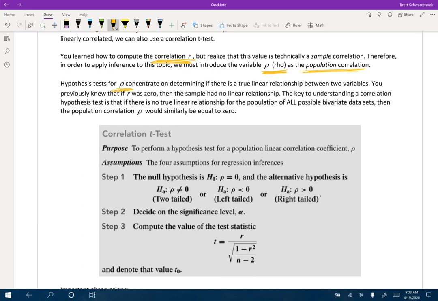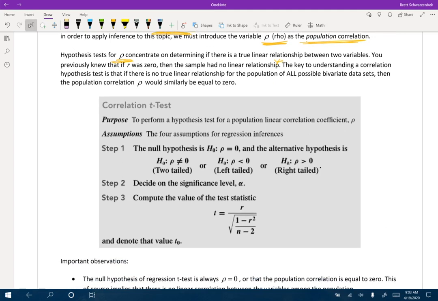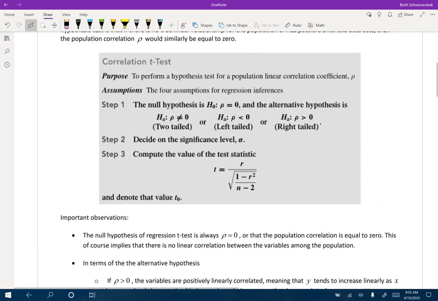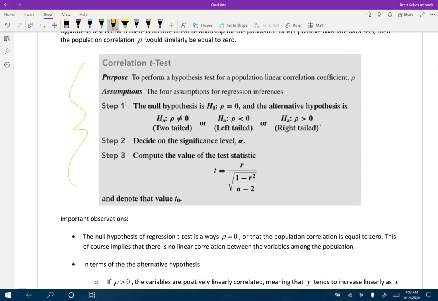So I'm just reading here. It says, the key to understanding a correlation hypothesis test is that if there is no true linear relationship for the population of all possible bivariate data sets, then the population correlation will similarly be equal to 0. Okay, makes sense, right? So if there's no relationship in the population between the variables, then rho would be 0. If you look at the correlation t-test, just in terms of the setup, it's the same procedures.